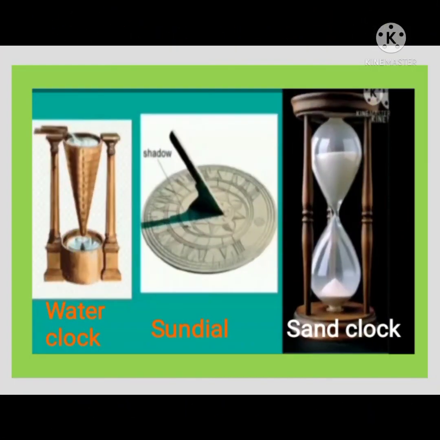Many time measuring devices were used in different parts of the world before the pendulum clocks became popular. Sundials, water clocks, and sand clocks are some examples of such devices. The figure shows sundials, water clock, and sand clocks.